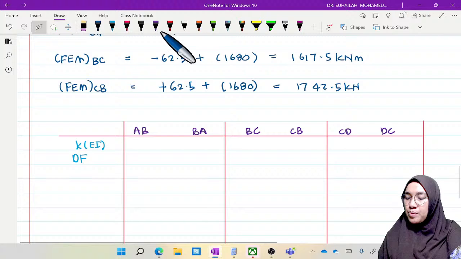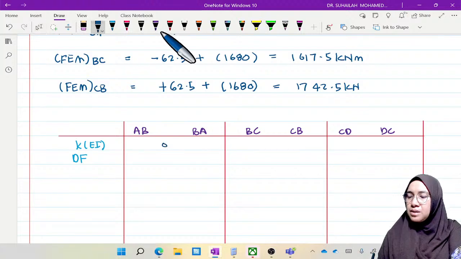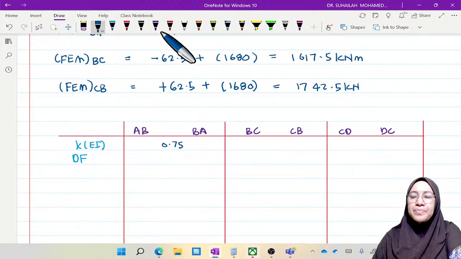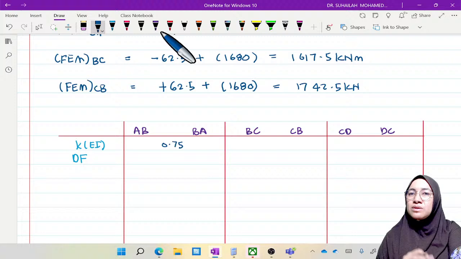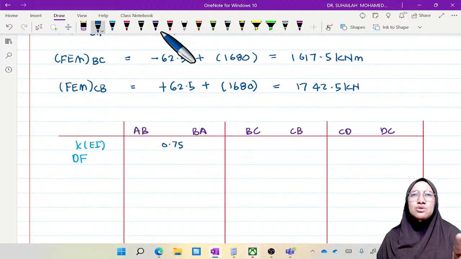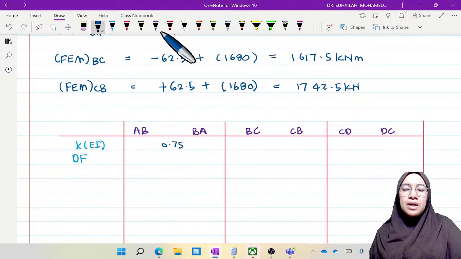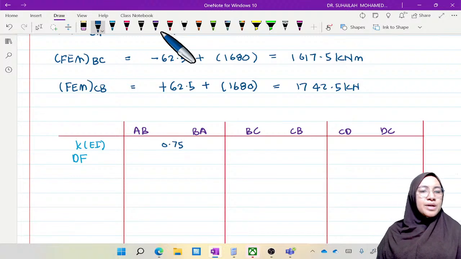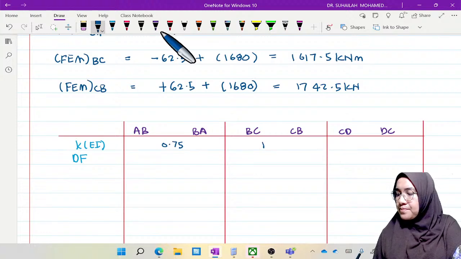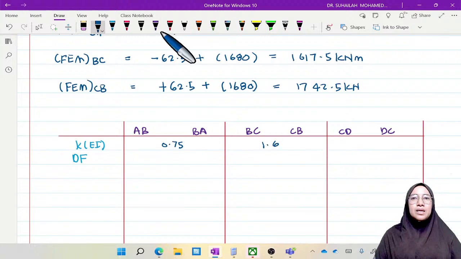So this is 0.75 EI. Okay, for BC, since BC has 2EI and it is an internal support, we need to use 4EI. It is 4 times 2 divided by 5. 4 times 2 is 8, 8 divided by 5, so we get 1.6 EI.